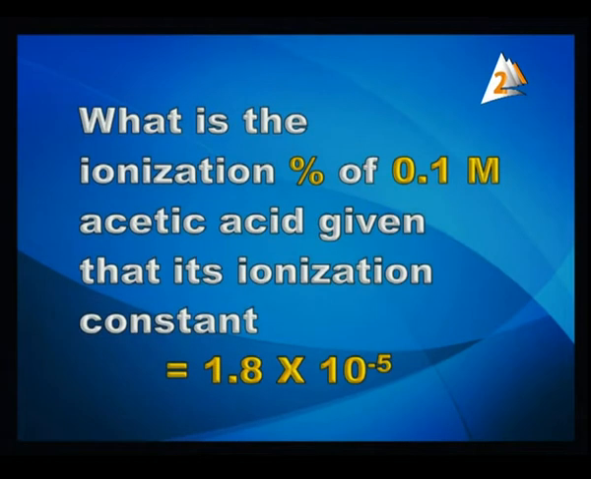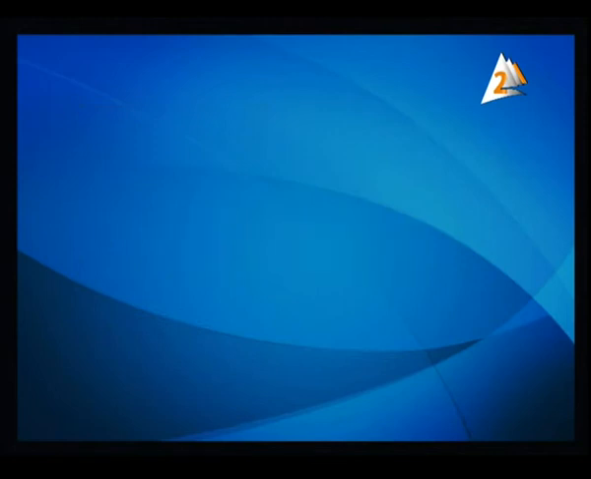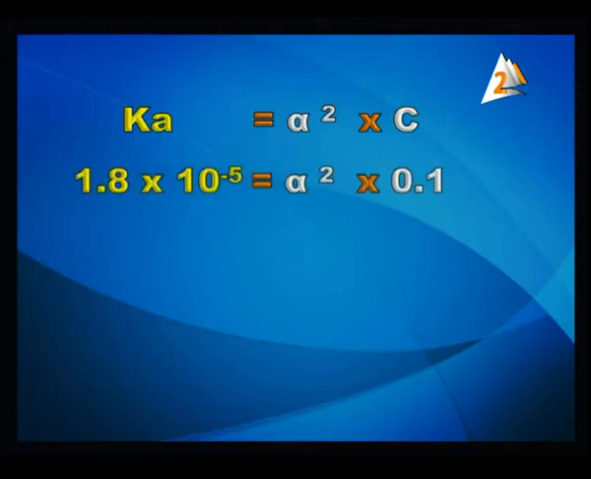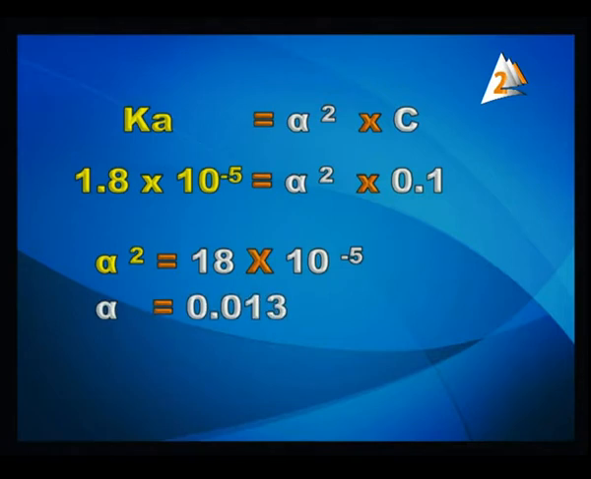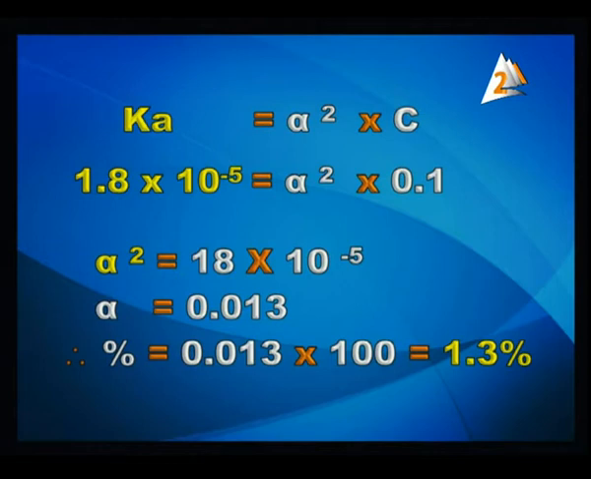The problem here, my dear student, what is the ionization percentage of 0.1 molar acetic acid given that its ionization constant equals 1.8 times 10 power negative 5? Solution. As we know from Ostwald law, Ka equals alpha squared times C. So 1.8 times 10 power negative 5 equals alpha squared times 0.1. So alpha squared equals 18 times 10 power negative 5. So alpha equals 0.013. So the percentage of ionization equals 0.013 times 100 equals 1.3%.